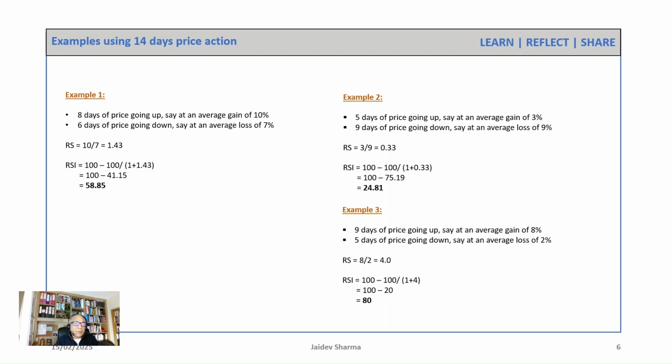In the first example, let's say we get 8 days of price going up, say at an average of 10% gain, and 6 days of price going down at an average of 7% loss. Then the calculation will be as follows. RS will be 10 by 7, which is 1.43, and RSI will be 100 minus 100 divided by 1 plus 1.43. So 100 minus 41.15, that gives you a number of 58.85.